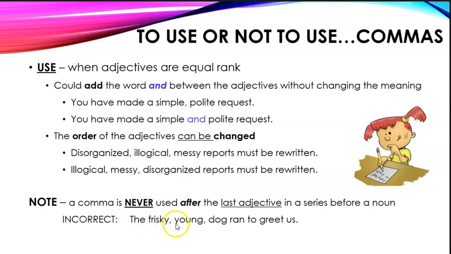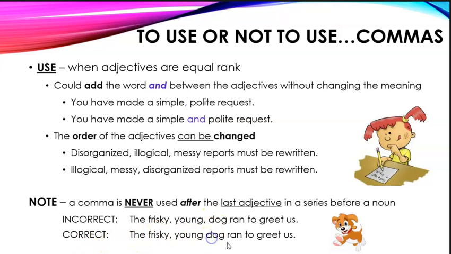So incorrect: the frisky, young, dog ran to greet us. Notice the comma after young, between young and dog. That would be incorrect. Dog is our noun. Correct: the frisky, young dog ran to greet us. And we take that comma away. We just leave it between frisky and young.